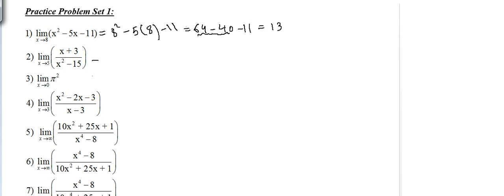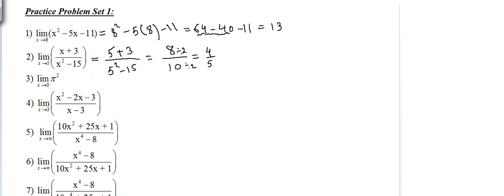Second number, it's a fraction. It's a rational expression. So when we substitute 5 and we don't have any 0 in the denominator, this will be the solution. So 5 plus 3 is 8, and 5 squared, 25, minus 15 is 10. Dividing the numerator and the denominator by 2, we get an answer of 4 over 5.